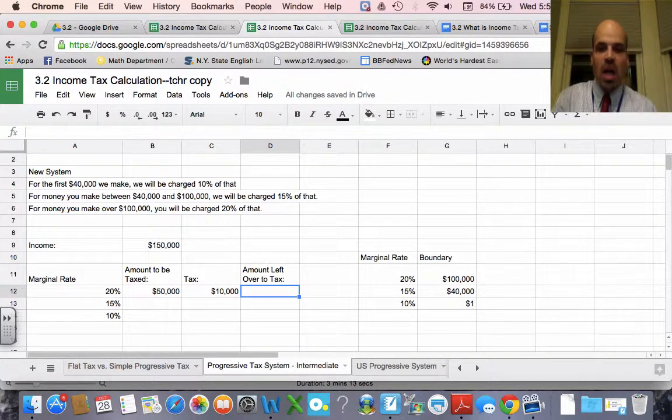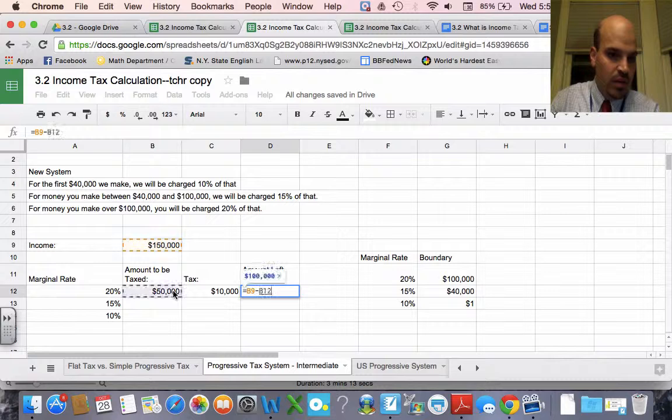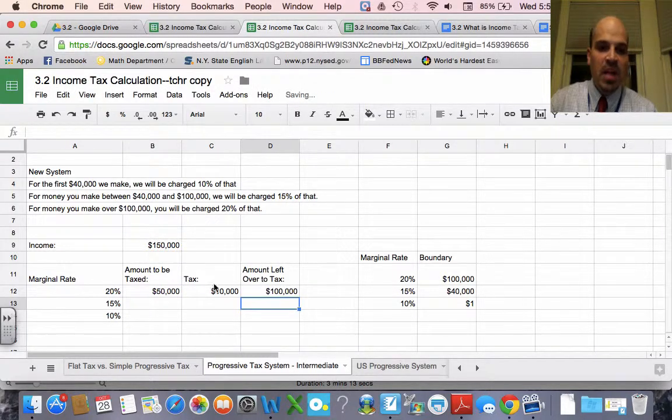Now, I've only been taxed on $50,000. I made $150,000, so now I have to think about how much money is going to be left to tax. I have to now tax what's left over. So I have to take my $150,000 and subtract $50,000. And that will give me the amount of money that's left over to tax. In other words, I have $100,000 left to tax.